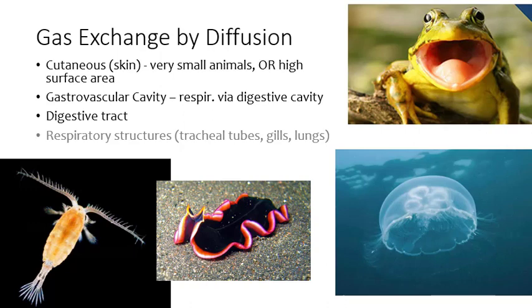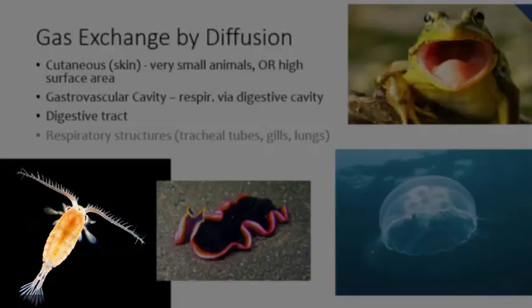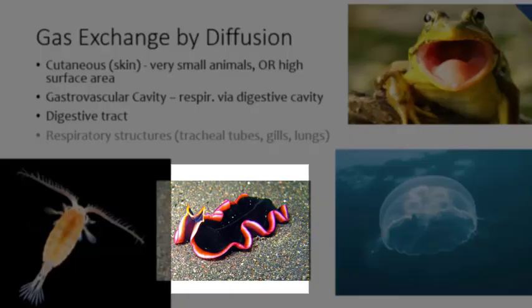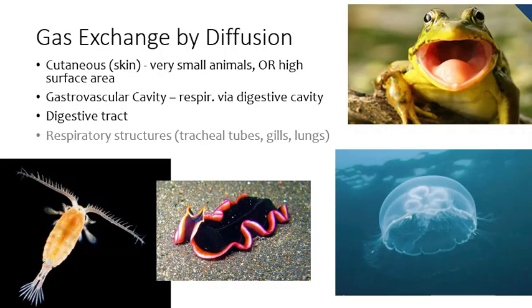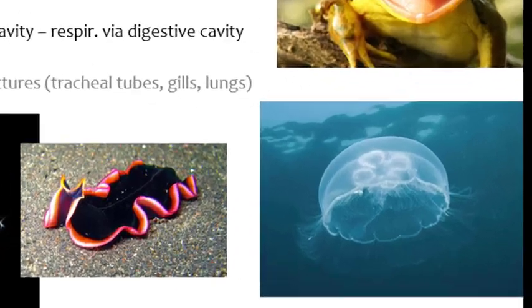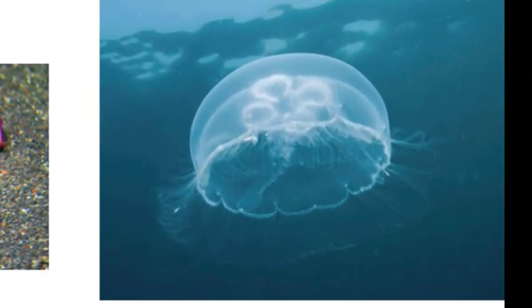There are various moist surfaces in different animals. Very small, microscopic animals can just diffuse all their gases from the external body surface. Some larger animals, like flatworms, are so flat that every cell is close to the surface of their body. They can just use their external body surface to exchange gases. Easy peasy.